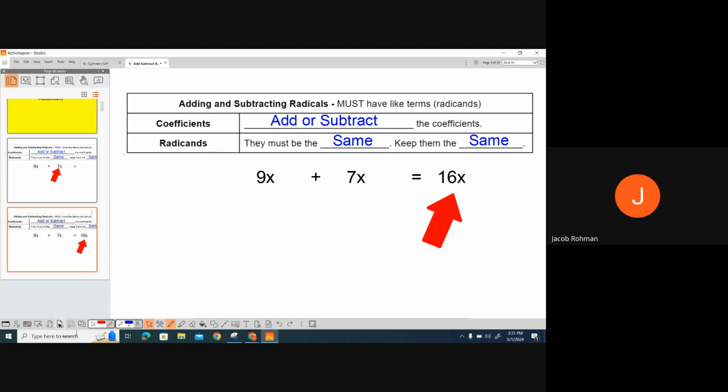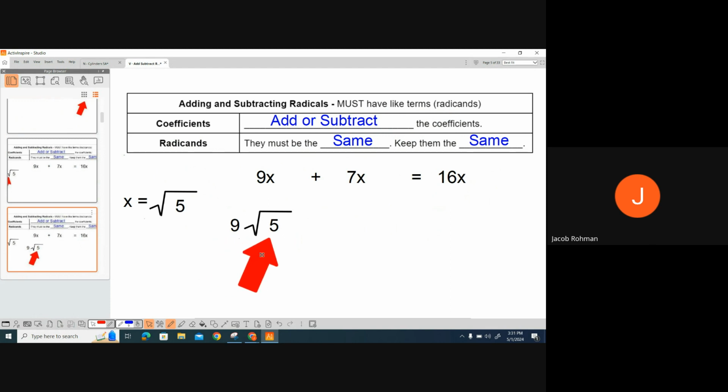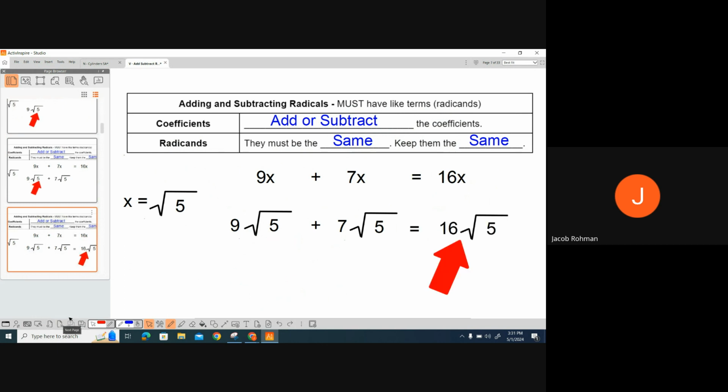So let's suppose for a moment that x was equal to the square root of 5. Then we would plug that in for x, and it would be 9 times square root of 5. And then we'd plug it in over with the 7, and it would be 7 times square root of 5. I'm still going to take 9 plus 7 as the coefficients of the radicals with the radicand of 5, and that's going to end up being 16 root 5. So again, when we have the same radicand of 5, it's 9 plus 7, which is 16 root 5.